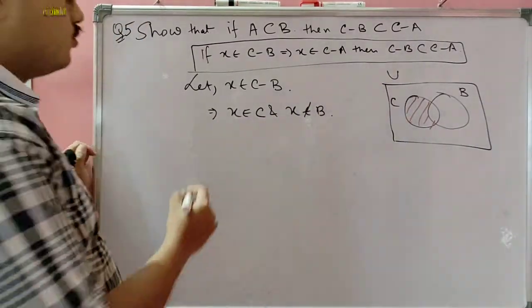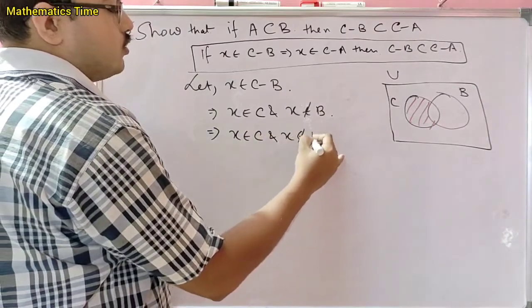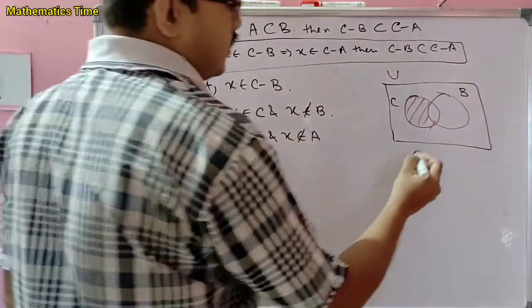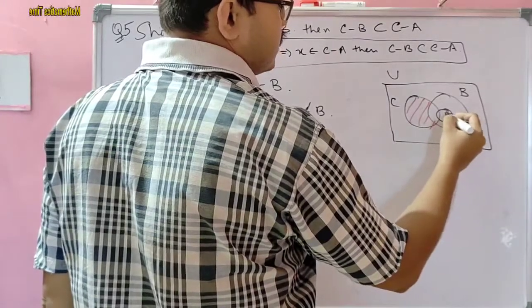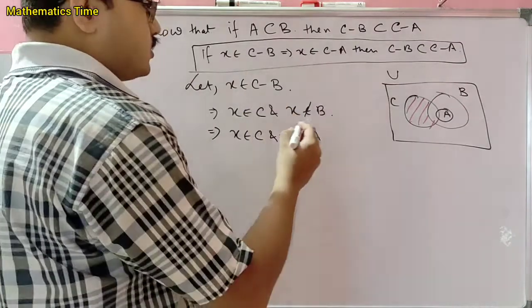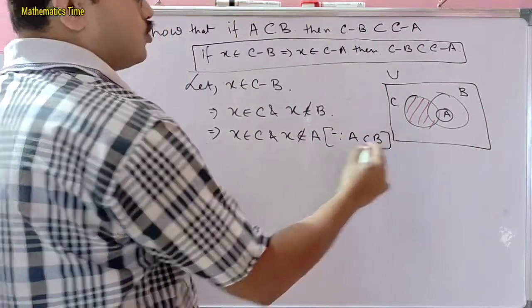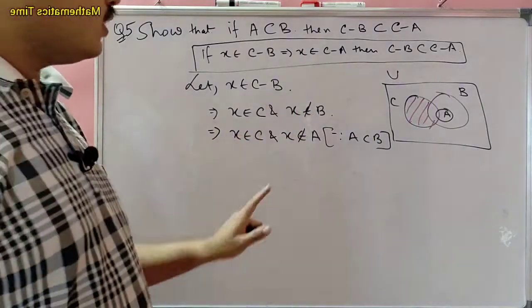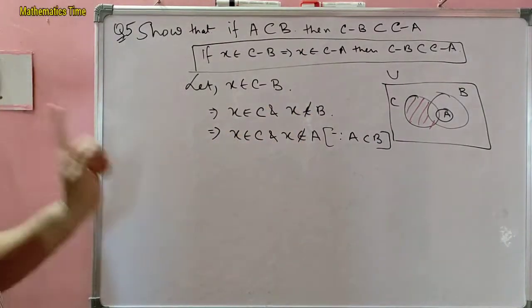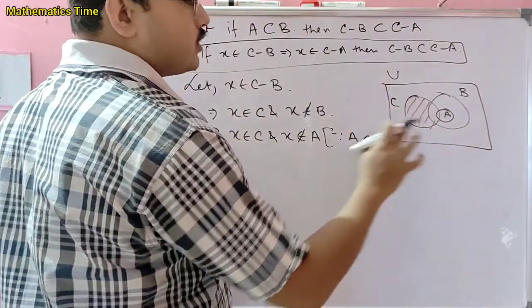Now what are we implying? x belongs to C and x does not belong to A. Where is A? A is just like here. This is the set A. So imagine, since we can write that A is a subset of B, if x does not belong to B, then x does not belong to A. Any element which is not present in B will not be present in A. Why?